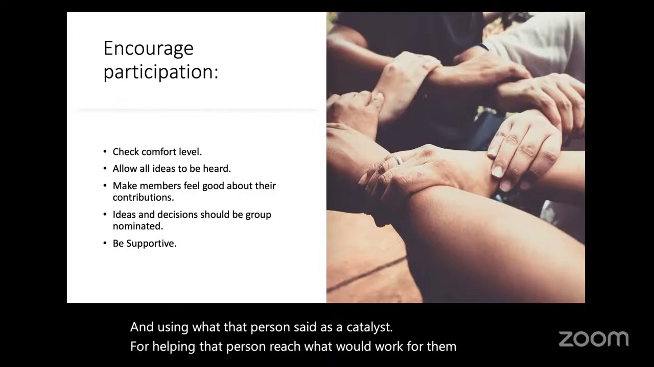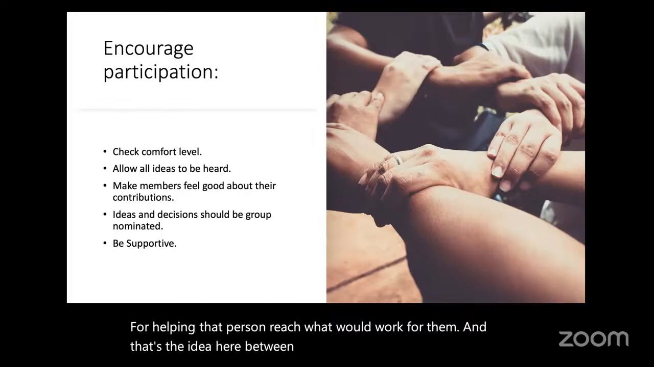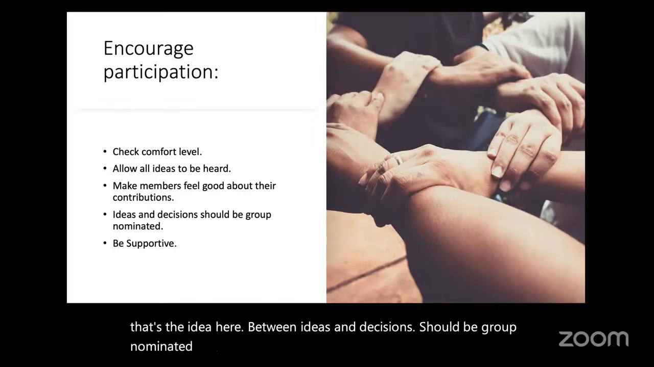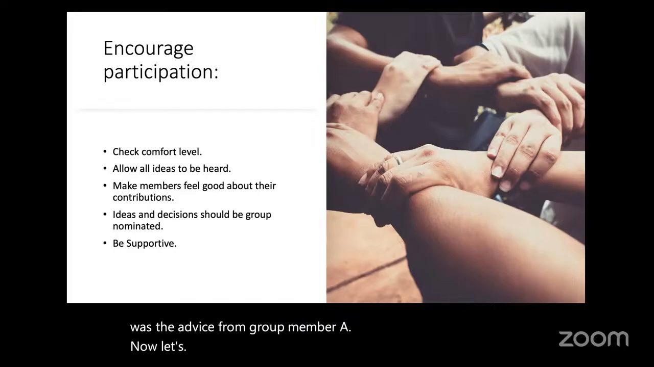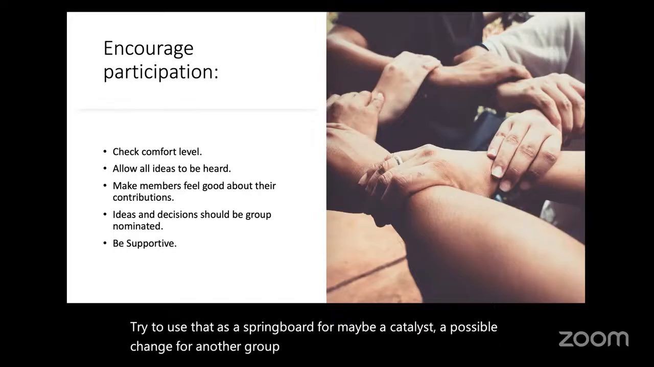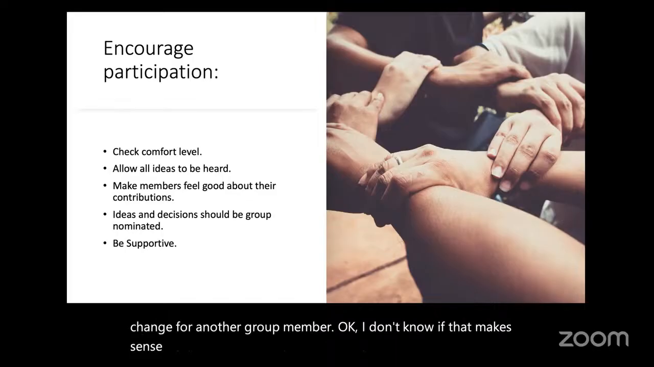And using what that person said as a catalyst for helping that person reach what would work for them. That's the idea behind ideas and decisions being group nominated, because what you're doing is facilitating. There was the advice from group member A. Now let's use that as a springboard, maybe a catalyst, for a possible change for another group member. I don't know if that makes sense or if I'm just babbling at this point.